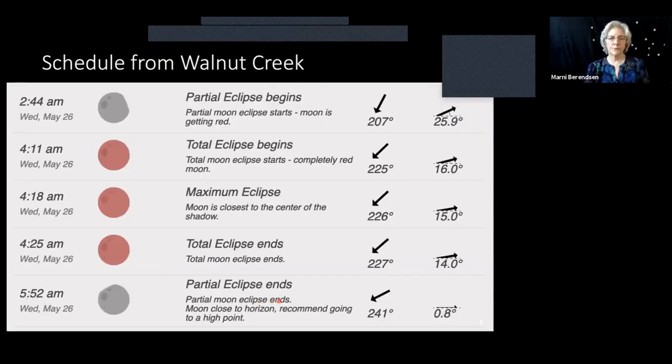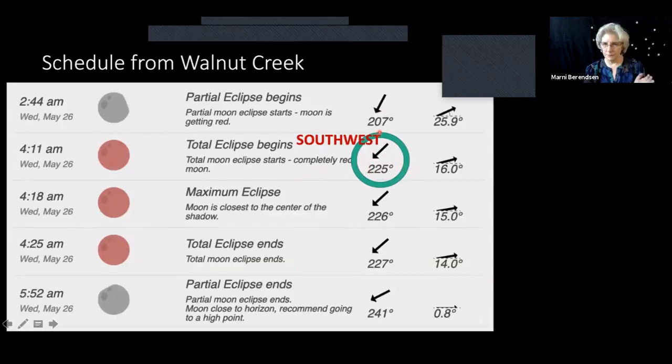All right, here we go. So 2:44, if everybody wants to get up that early, just watch the beginning, that's great. That's when the partial eclipse begins. This is from where I am. But here's where total eclipse begins. But where is the moon? The moon is at 225 degrees from north, and that is southwest. Also, it's only 16 degrees above the horizon. It's very low in the sky.